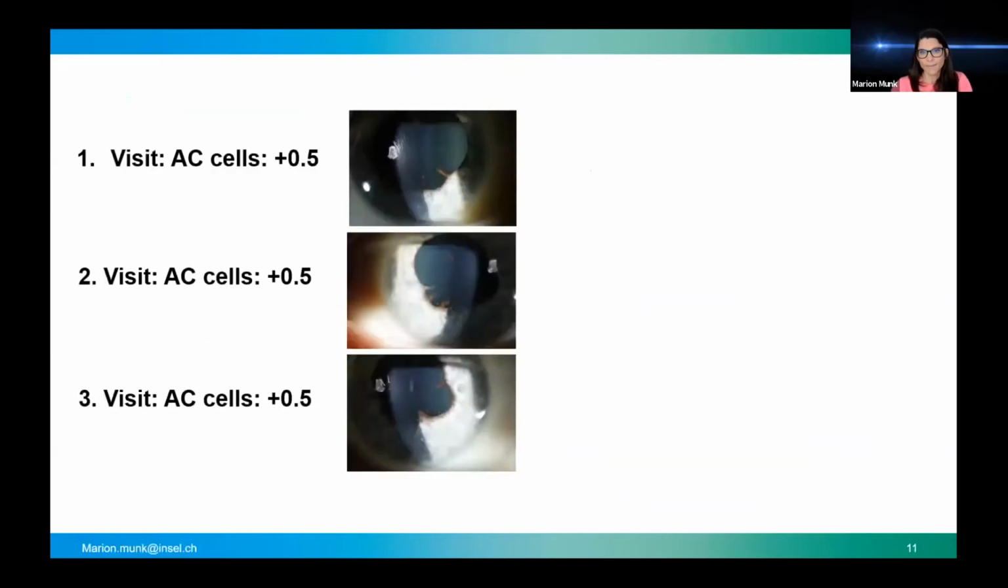This is just an example from our clinic. This was a patient with granulomatous uveitis who came in. He had plus 0.5 cells. We started the patient on steroid eye drops, and at the next visit, the AC cells were still plus 0.5. We continued the treatment, and at the third visit, the AC cells were still plus 0.5. So you don't know yet, is there no response to treatment? Don't we treat enough? What is really taking place here?